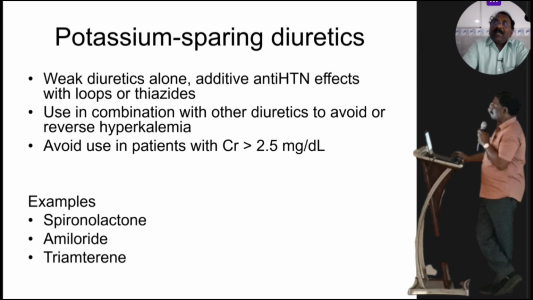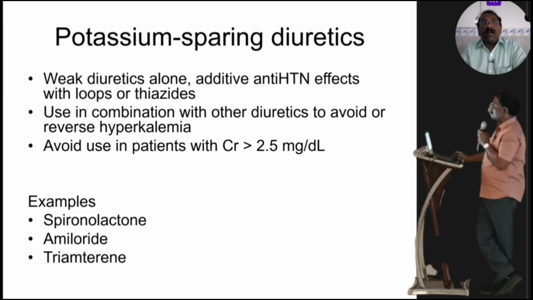In which class of antihypertensive medications should you be very careful in using these potassium sparing diuretics? Out of your ABCD, ACE inhibitors and ARBs is a good answer. So you should be very careful in using the potassium sparing diuretics when the patient is already on ACE inhibitors or ARBs, because ACE inhibitors and ARBs may cause hyperkalemia.